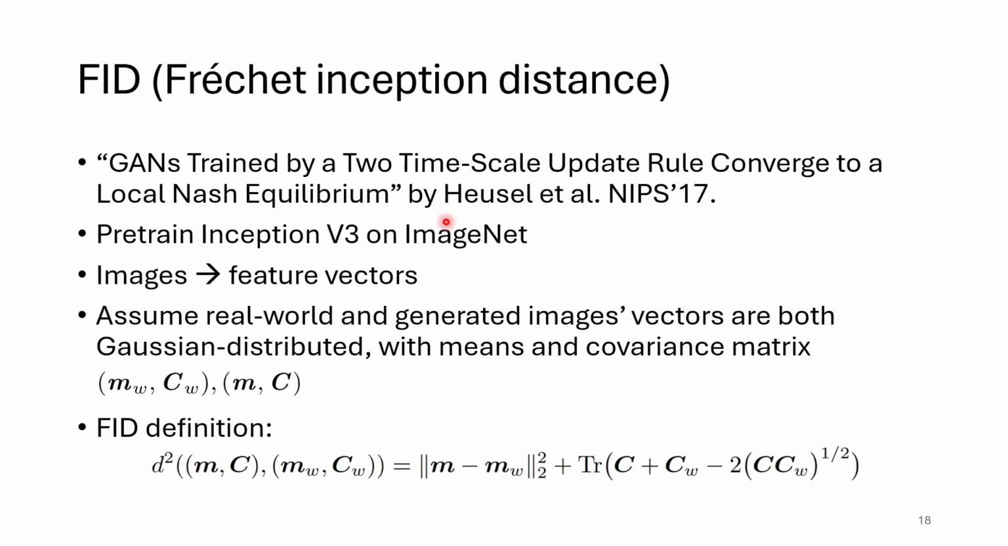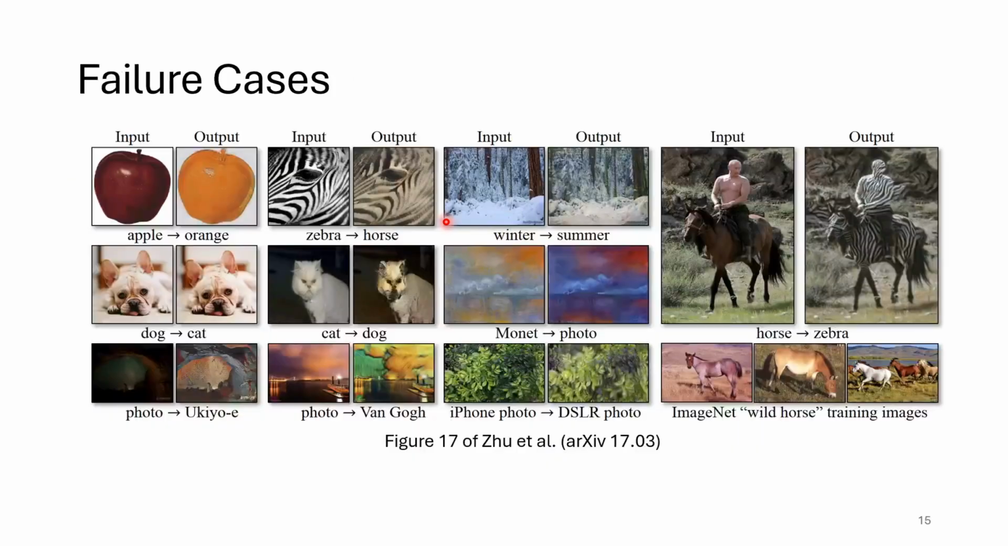So, okay, let's talk about the FID. FID is the Fréchet Inception Distance. Let me explain the concept. Now, you have a generator. You can generate a lot of images. So, how do you know whether the generated images are similar or dissimilar to my original set of images?